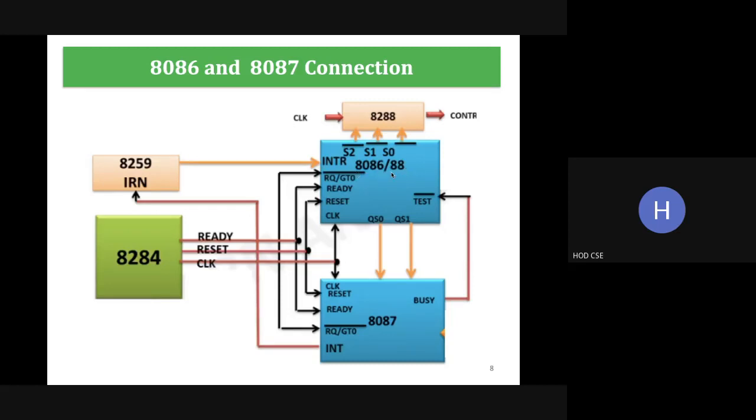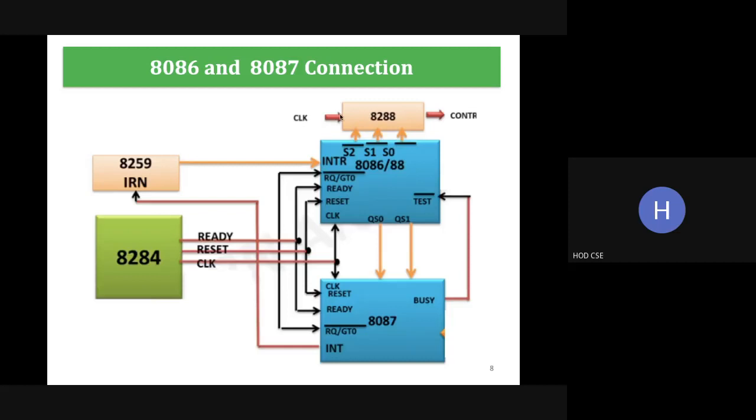Suppose the processor is 80286, then the coprocessor will be 80287. That is, the last digit will be 7 for a coprocessor. 80386 means the coprocessor is 80387. Like this, the last digit will be 7.